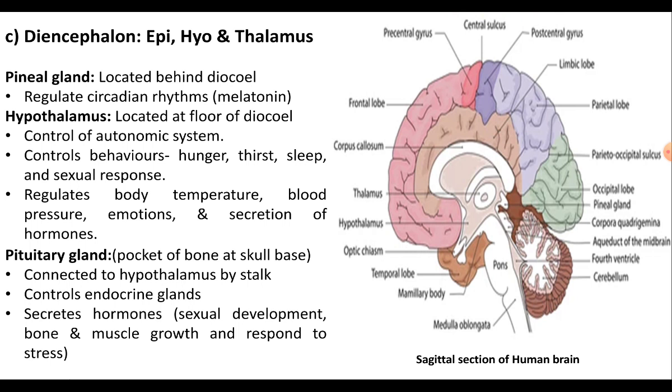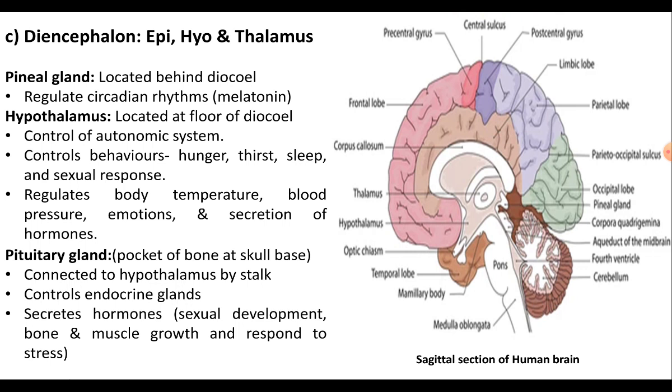The ventral side of the diencephalon is the hypothalamus. It is located at the floor of the diocele, where it controls the autonomic system, and it also controls behaviors such as hunger, thirst, sleep, and sexual response. And it mainly regulates the body temperature, blood pressure, emotions, and also secretions of certain hormones.